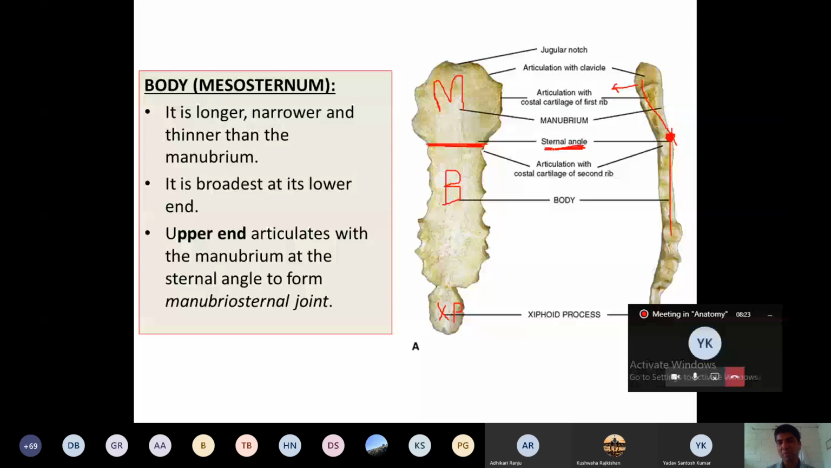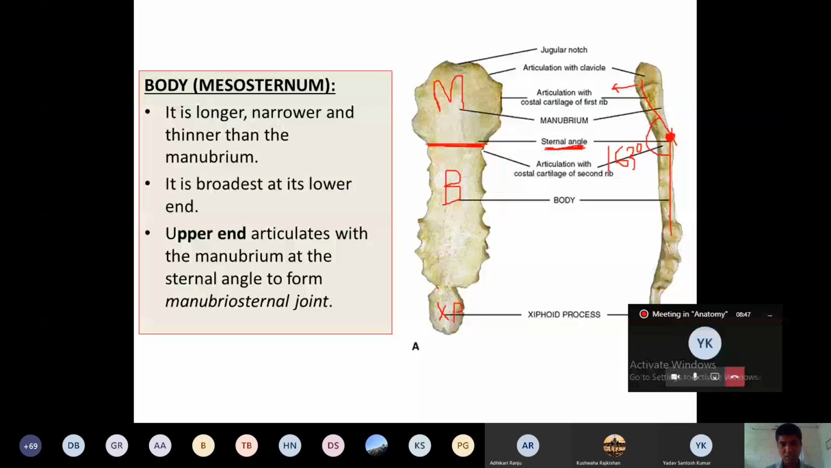I even told you the measurement of this angle. How much is the measurement? Some of you, can you tell? 160. Good, very good. Its measurement is 163 degrees. Okay, and after this, now come to the body. Below this lies the body.